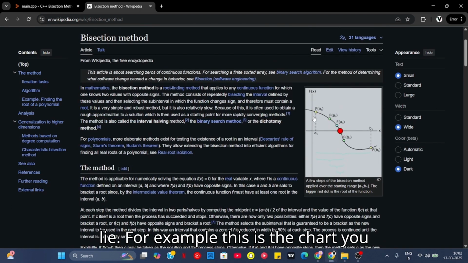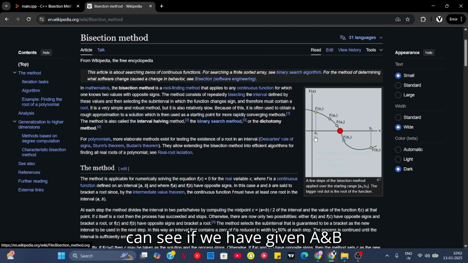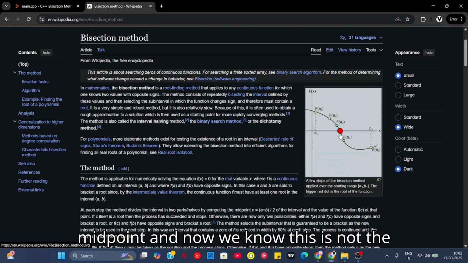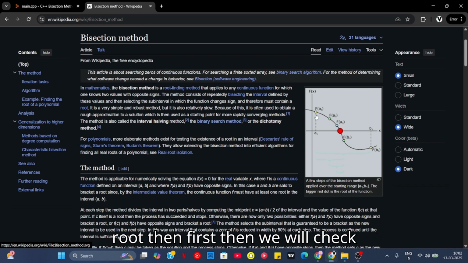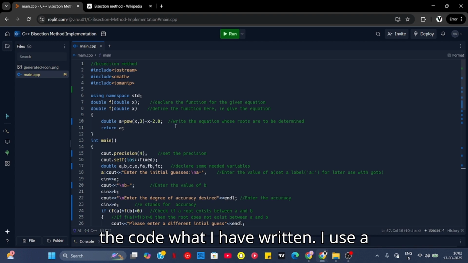For example, this is the chart. You can see we have given A and B, and first we find the midpoint. Now we know this is not the root, so we check whether the root lies between this or between this. So let me show you the code that I have written.